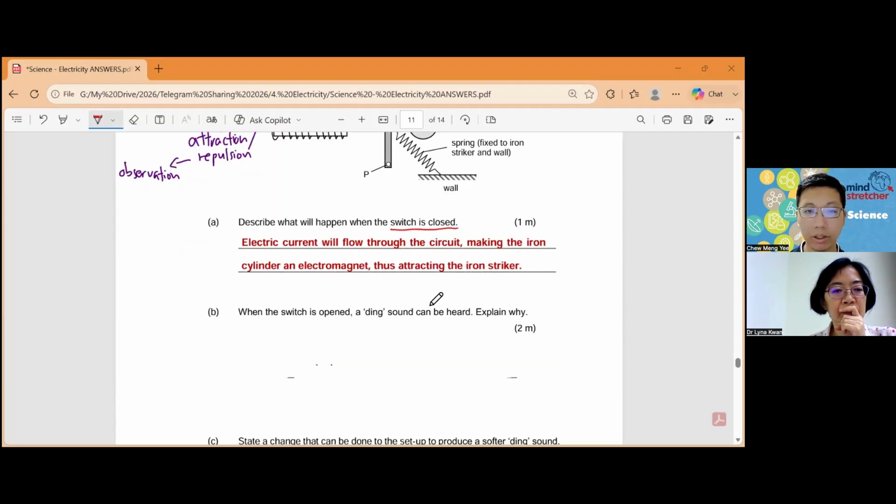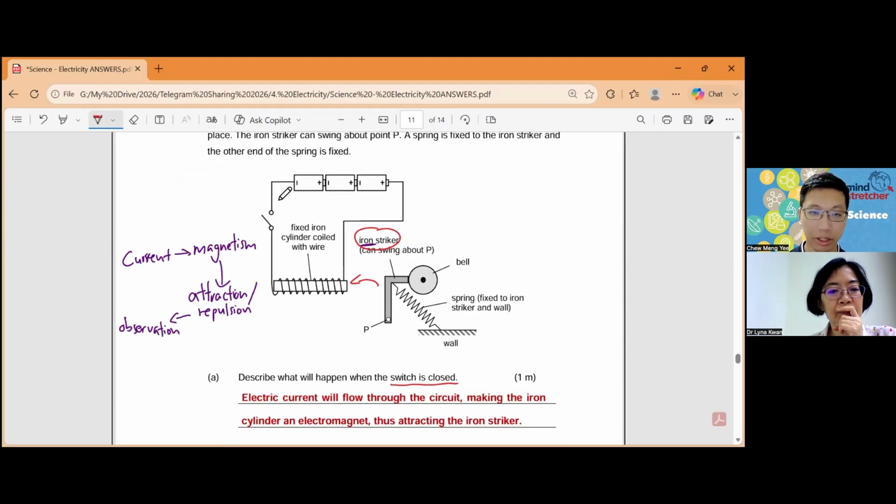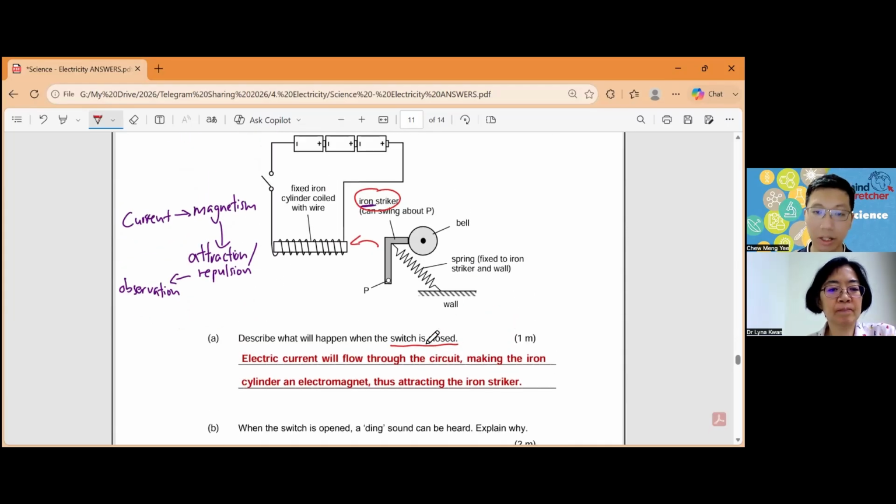Okay, moving on. So when the switch is open, a ding sound can be heard. Explain why. Why would there be a ding sound? Just now, when we closed the switch, current flowed through and the electromagnet attracted this object. That is the observation as well. Then suddenly there's a ding sound. Why would there be a ding sound?